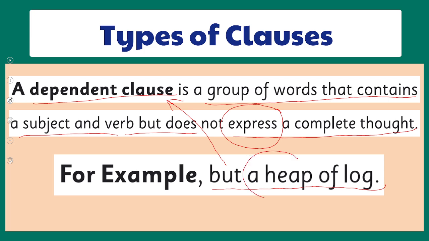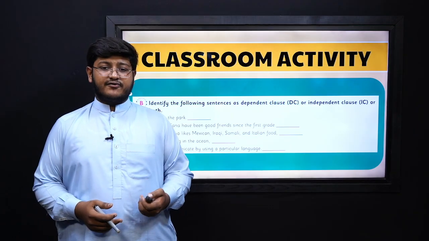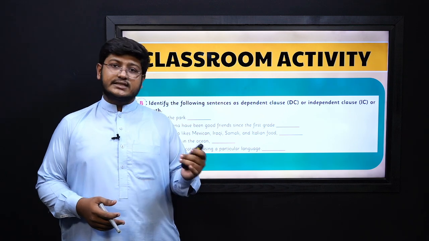For example, "a heap of dogs." In this we can say there is a subject and a predicate, but it doesn't make a sentence, it doesn't make the complete meaning. So that's why it is considered a dependent clause. So let's go further. I hope you guys have understood what phrases and clauses are and what the types of clauses are.